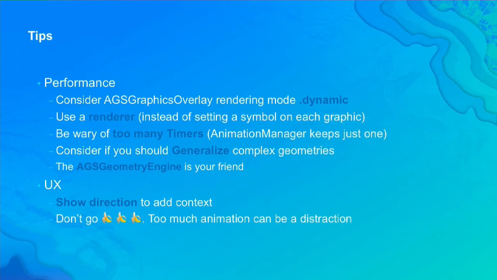Use a renderer as well. So in a graphics overlay, you can create a graphic, and that graphic can include a symbol. If you're adding lots and lots of graphics on there, each with their own symbol, it's more efficient by far to set a renderer with a single symbol, and the internals of the runtime can optimize that much better for rendering all these graphics. And that's what these samples were doing there.